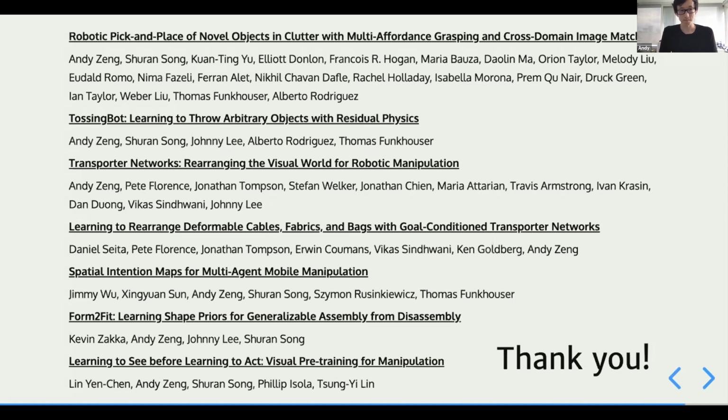Yep. Okay, so we have one last question. Sriram is curious about how the agent decides which objects to rearrange first in the Transporter Networks work, for instance in our blocking scenario.